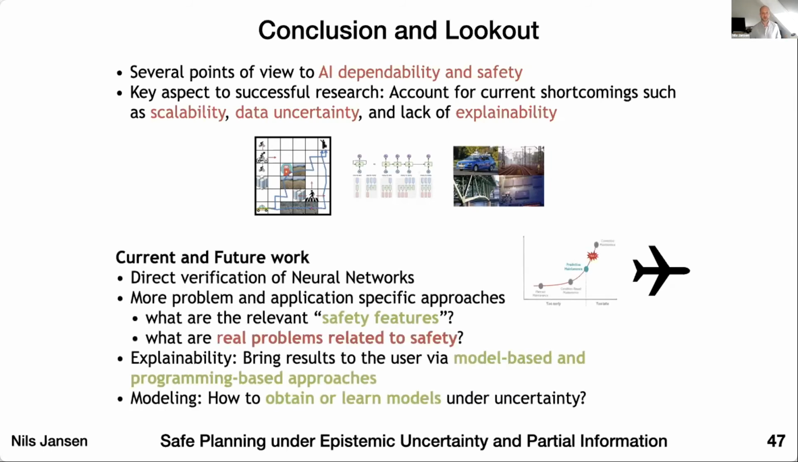Current future work also involves direct verification of neural networks. And I'm personally interested in more problem-oriented research, where we can say what the real relevant safety features of a problem are, what the real problems related to safety are. We can always cook up these examples, but it's much better to really talk to somebody: hey, what is a real robotics problem, for instance, that we could help to solve?